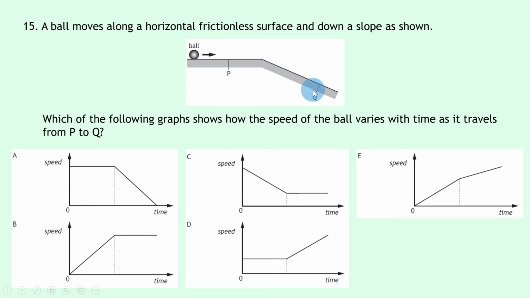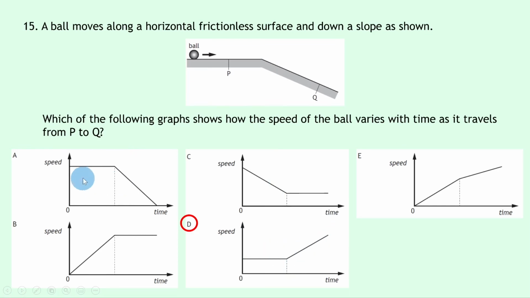So we can show a gain in speed, i.e. an acceleration, with an upward sloping line on a graph. So we have a constant velocity and then an acceleration. And the only graph which shows that is going to be graph D. So we've got a constant velocity until we reach this point here, and then we get an acceleration and increase in speed as it rolls downhill.